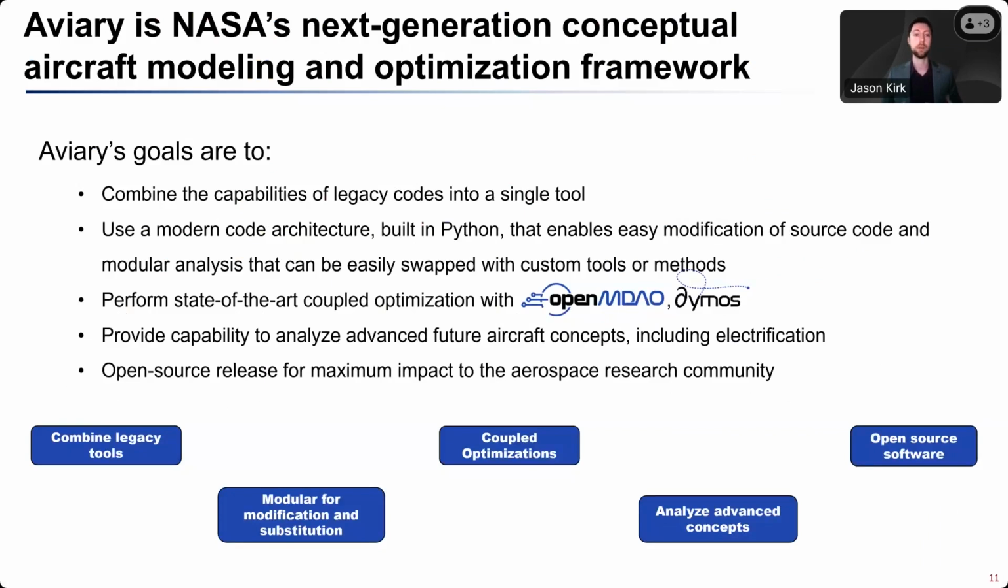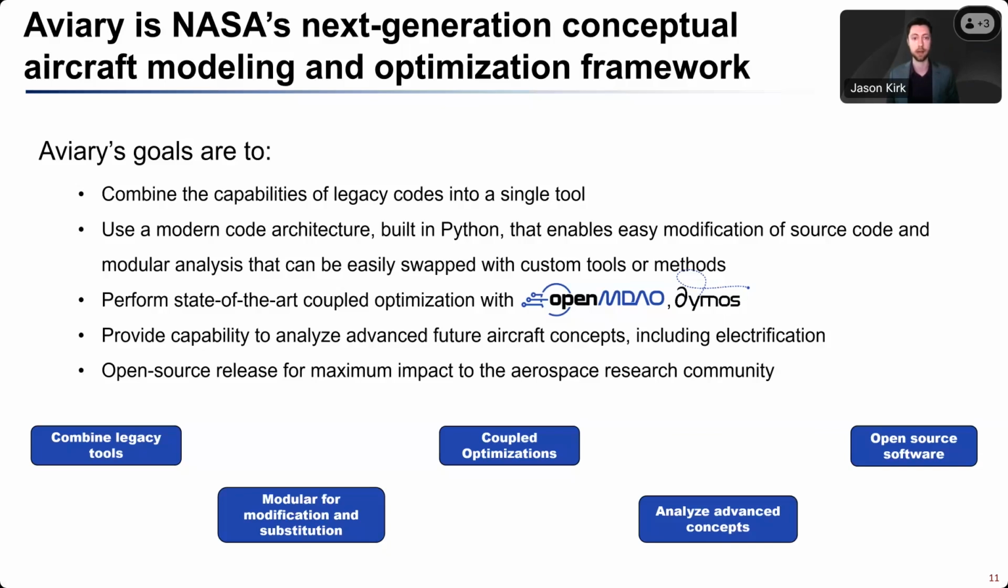But then we want to build upon that to use a modern code architecture. We're using Python so that it's easy for users to go into the source code, make modifications, and modularize the analysis. So if you need to bring in that higher fidelity tool, you can swap out what already exists in Aviary out of the box and put in your custom tool or method, or supplement a method that exists in Aviary with a couple extra pieces of analysis. So in that way, Aviary is both a standalone aircraft design tool, but also can become a framework when you start using those advanced capabilities.